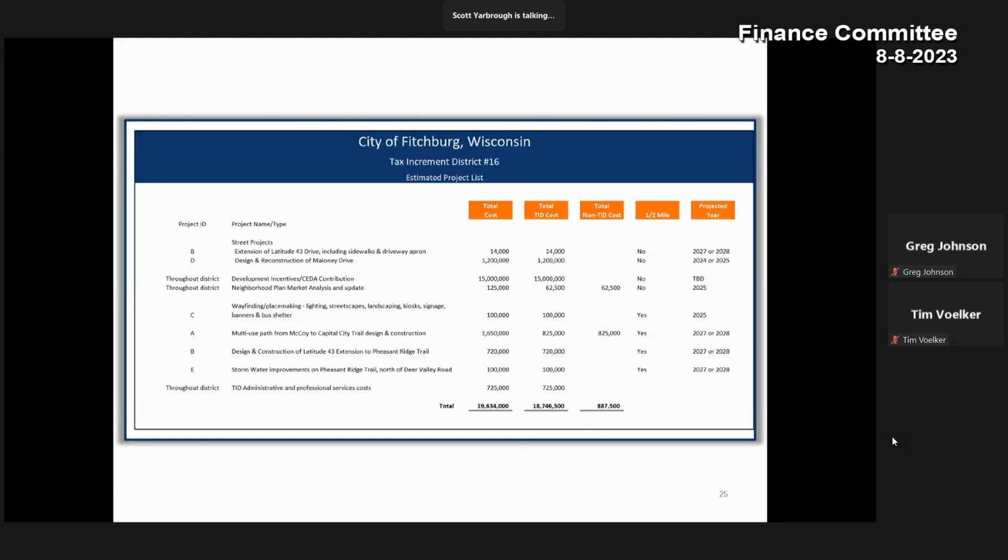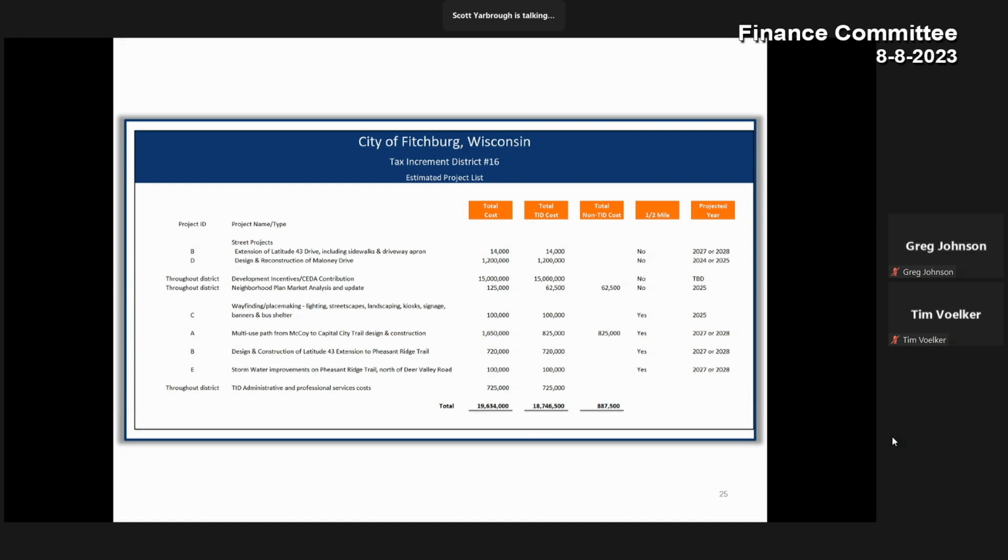In terms of the specific project costs that have been identified, the extension of Latitude 43 Drive and some of the related sidewalk and driveway improvements, again, allowances for development incentives or CETA contributions, updates to the neighborhood plans, general wayfinding and signage and placemaking improvements, some multi-use path improvements, and some stormwater improvements. So the total cost identified is $19.6 million. The TID portion of this, that's TID eligible, is about $18.7 million.